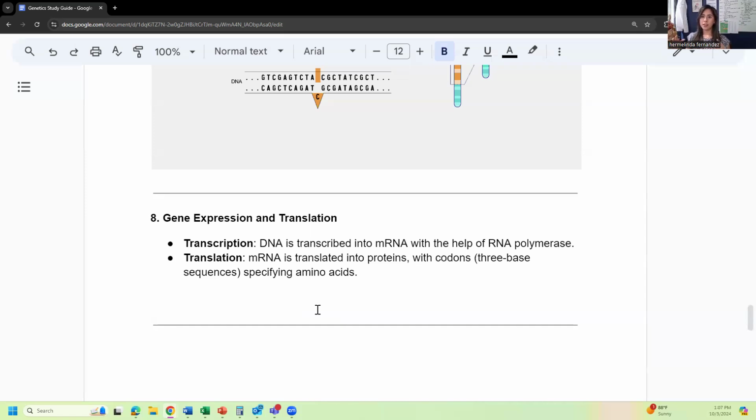For transcription, think of having a paper and you're transcribing that information. For translation, you're getting that paper and translating what that means, and what that's specifically going to be a result of.